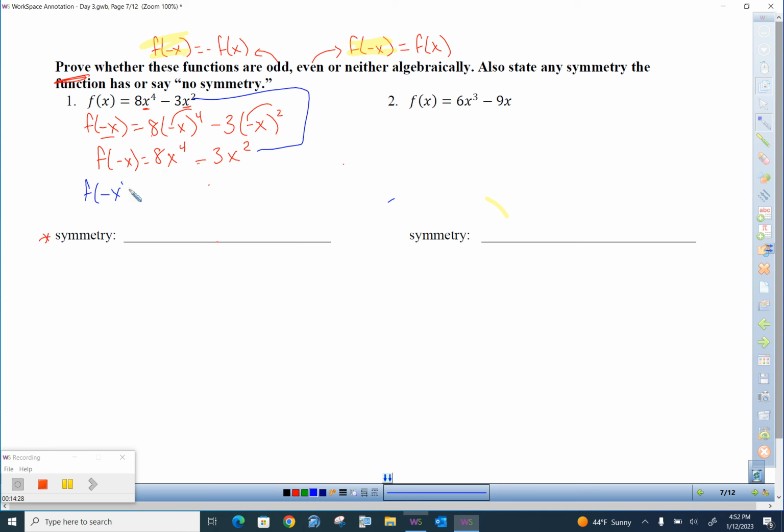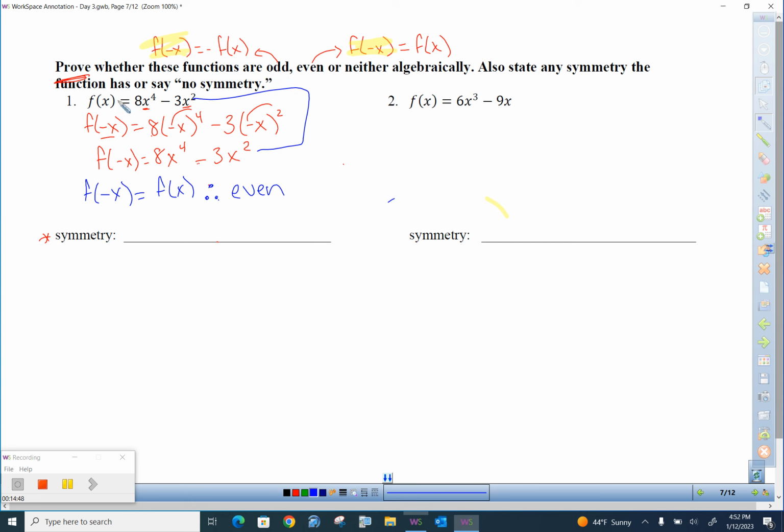F of negative x, that's what we're looking at, and we're comparing it to the f of x. They were equal. Okay, that's our justification for saying that we have an even function. So you're going to say, therefore, that's the three dots in a triangle in math, even. Okay, so that's the proof of whether they're odd, even, or neither.